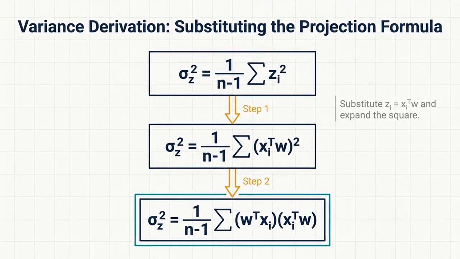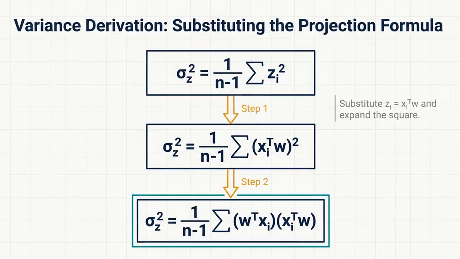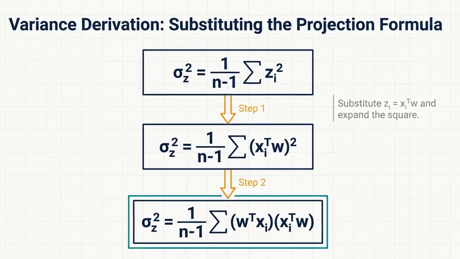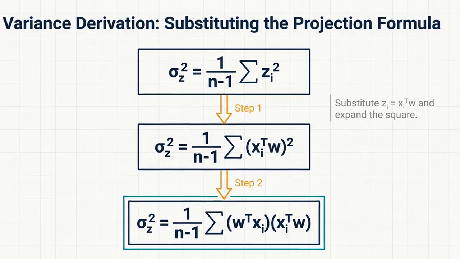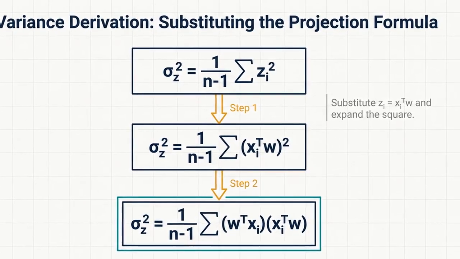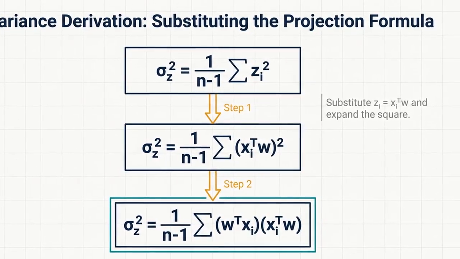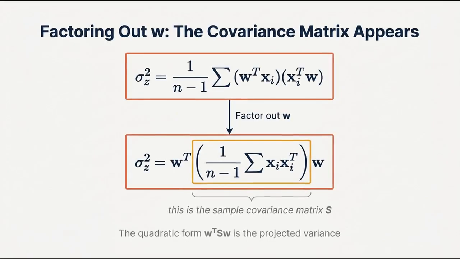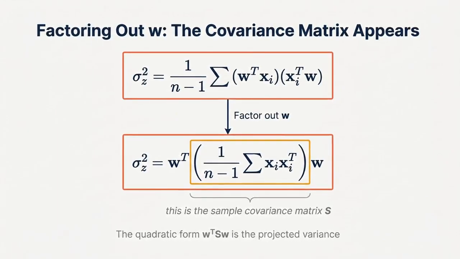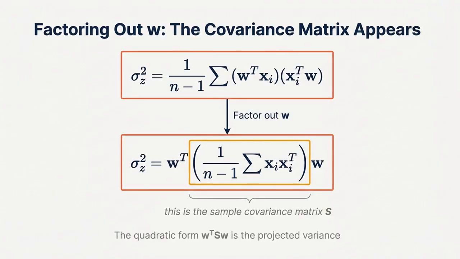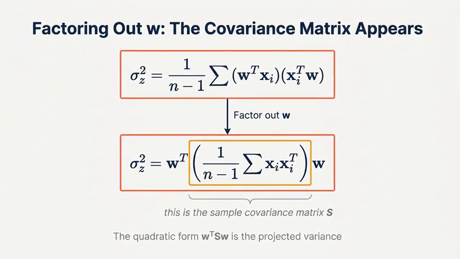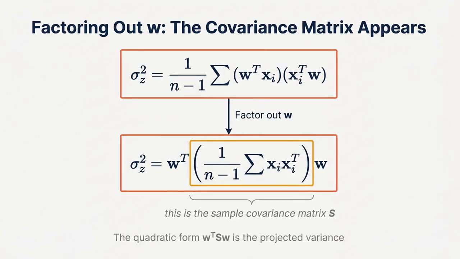Substituting z_i equals x_i transpose times w into this equation allows us to express the variance in terms of our original data and the direction vector. The equation is sigma squared sub z equals 1 divided by n minus 1 times the sum of the quantity x_i transpose times w, squared. This is equivalent to 1 divided by n minus 1 times the sum of the quantity w transpose times x_i times the quantity x_i transpose times w.